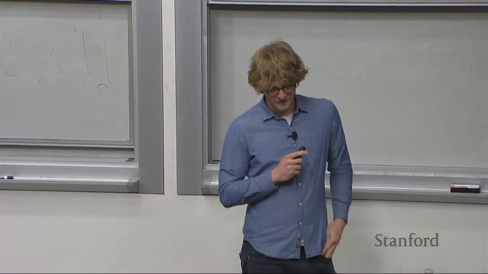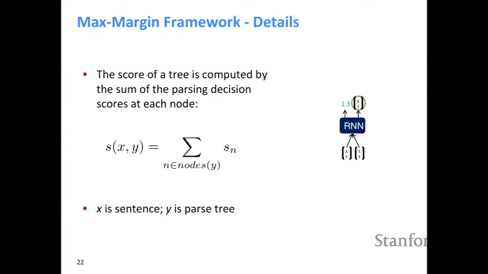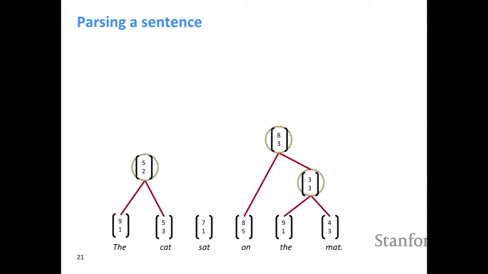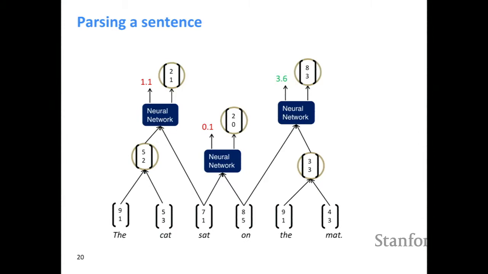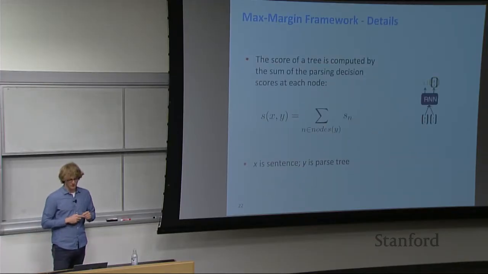Great question. All right, so now how do we actually train this? So this was an inference procedure where we assume we have a trained network that's giving us these scores. How do we actually get the scores?